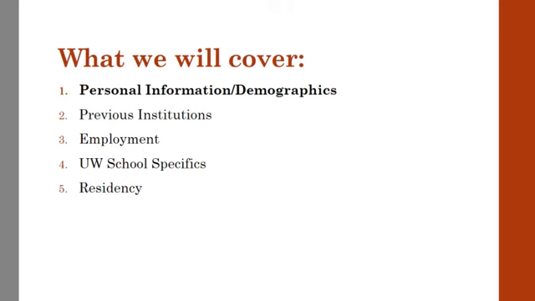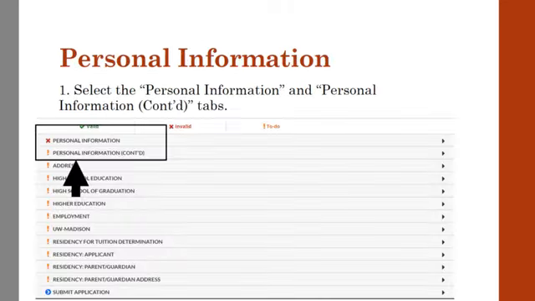Let's start with filling out personal information. First, you'll want to log into your application using your username and password created from part 1 of this series and head to the Login Welcome page. Select the two tabs for Personal Information and Personal Information Continued.